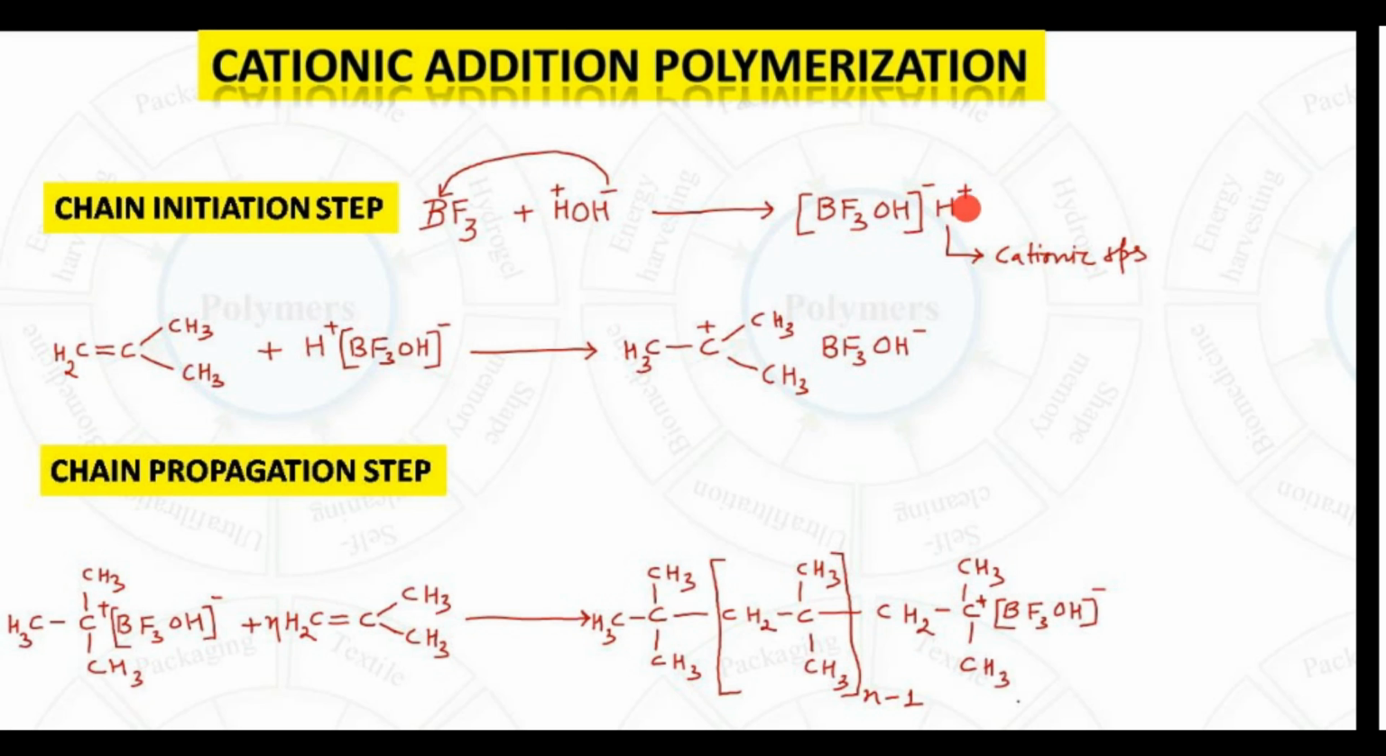Because the mechanism is cationic addition polymerization, this H positive will now start the reaction. This is your isobutylene monomer, and this is the species I produced by the reaction of BF3 with water. The double bond has electron density, so what can happen in that case? Say the electron pair is shifting here, just like that.